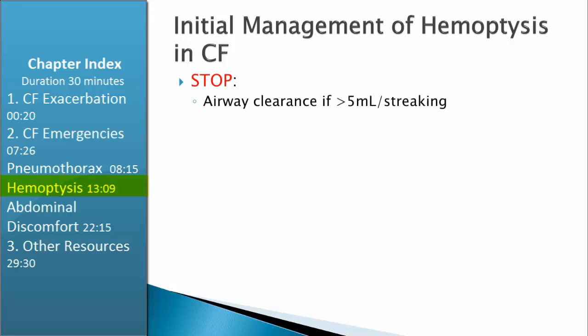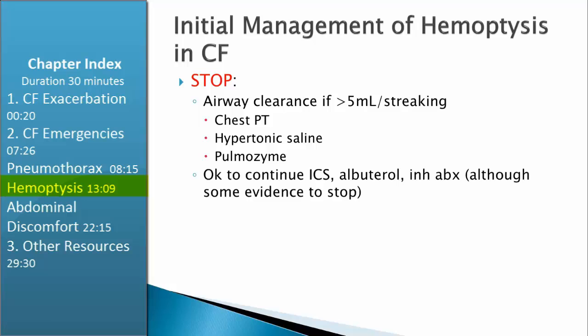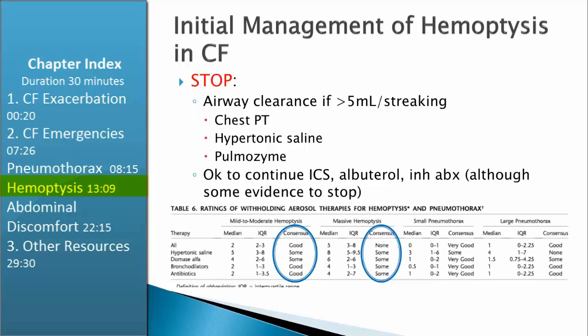What should you stop? Well, if it's more than 5 mLs of blood or more than streaking, you want to stop your airway clearance. This includes chest PT, hypertonic saline, and pulmozyme, which can all cause the patient to cough more. We often will continue inhaled steroids, albuterol, or inhaled antibiotics, although some evidence does exist to stop all of these therapies. These are the same consensus guidelines we looked at previously, and here they are for hemoptysis, which shows that there's some to good evidence to stop all of these therapies.